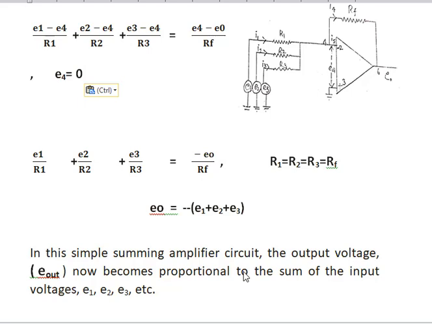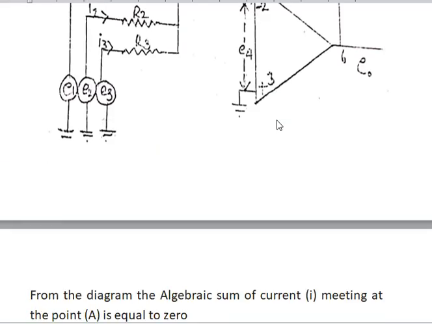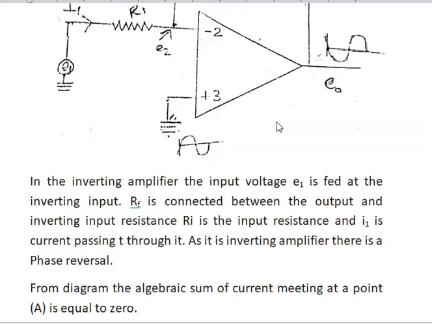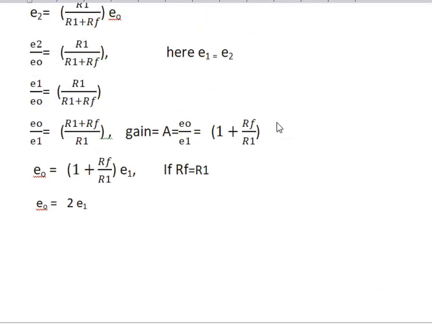So in this simple summing amplifier circuit, the output voltage becomes proportional to the sum of the input voltages E1, E2, E3. If we need more input voltages, we can add more input resistors to the inverting input. So today we have discussed the summing amplifier, inverting amplifier, non-inverting amplifier, etc.